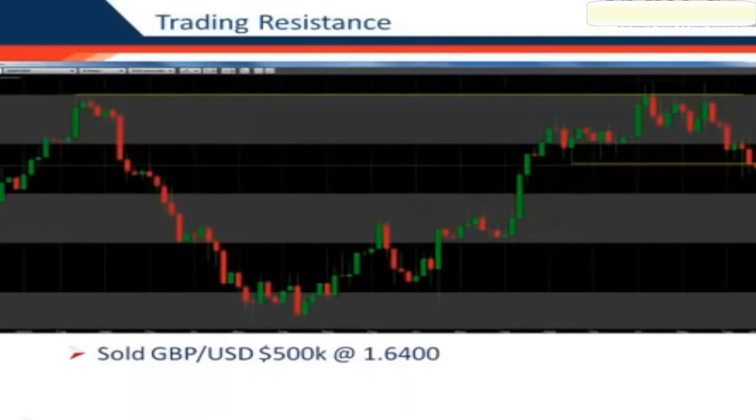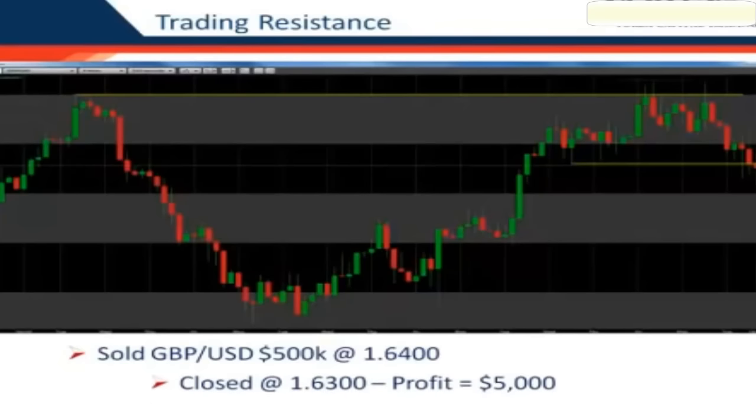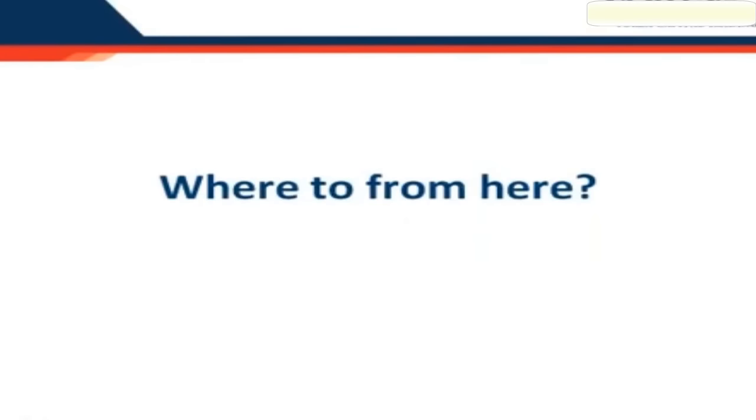You sold the 500,000 sterling at 164. The market didn't reverse straight away, and it went back to retest the resistance, but the selling interest still prevailed. Eventually the market dropped and you closed the trade at 163 the figure, creating a profit of $5,000. Again, the maximum risk was only $2,500 on the trade, so the risk reward of 2 to 1 was exceptionally good. So where to from here?